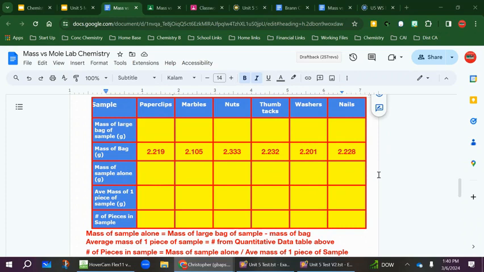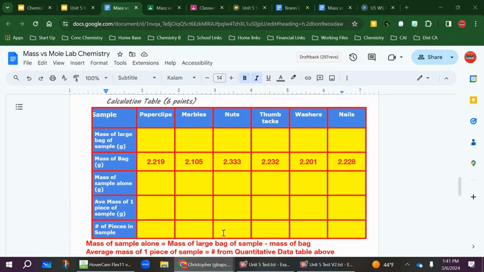The mass of the sample alone is equal to the mass of the large bag of sample minus the mass of the bag. The number of pieces in the sample is equal to the mass of the sample alone divided by the average mass of one piece of sample. This number down here has to be a whole number. There was not a 0.62 of a paperclip. There was not a 0.385 of a marble. So you have to round those to whole numbers. Then, ladies and gentlemen, you need to answer the questions.